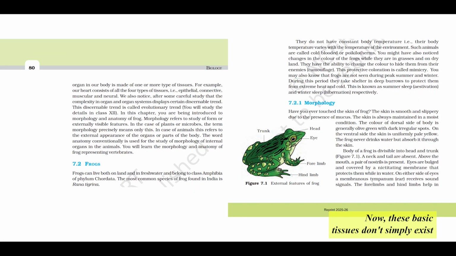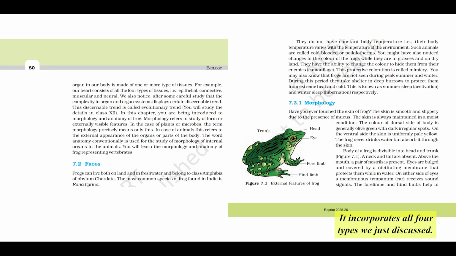Now, these basic tissues don't simply exist in isolation or float around without purpose. They are organized in specific proportions and intricate patterns to form a higher level of organization. An organ. Let's consider a very familiar example: your own heart. This vital organ tirelessly pumps blood throughout your body. But what makes up this powerful pump? Your heart isn't just one type of tissue.